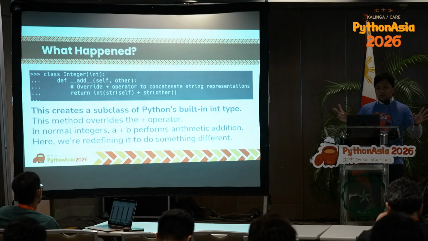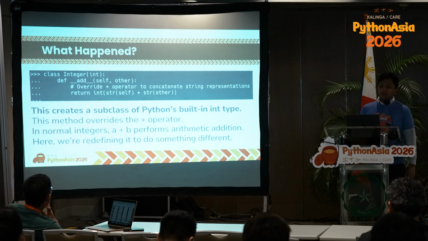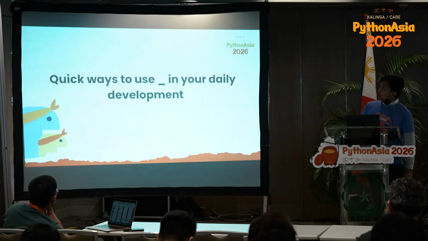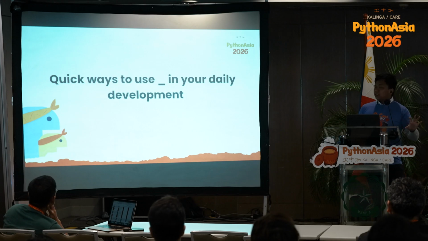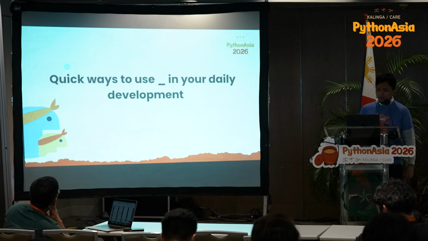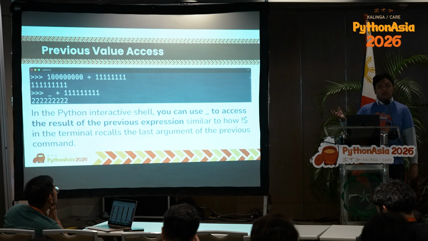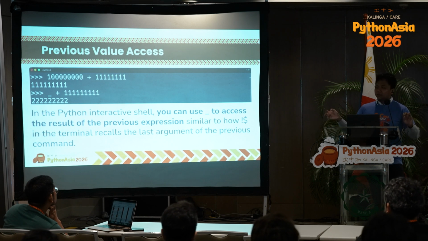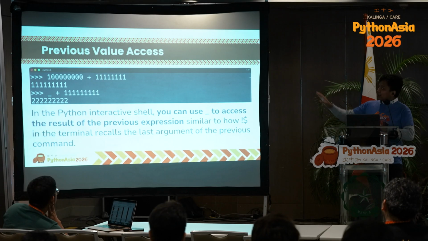So for the first 2 minutes, I already gave two examples for underscores. There are a lot more quick ways to use underscore in your daily development. Mostly, this is focused on using the Python interactive shell. For data science, people usually use Google Colab Notebook, which also acts as a Python interactive shell.